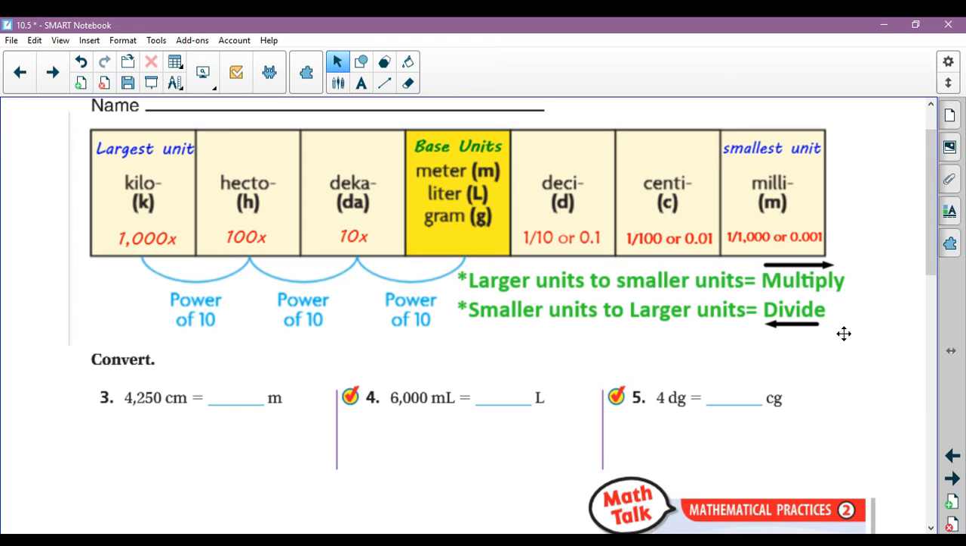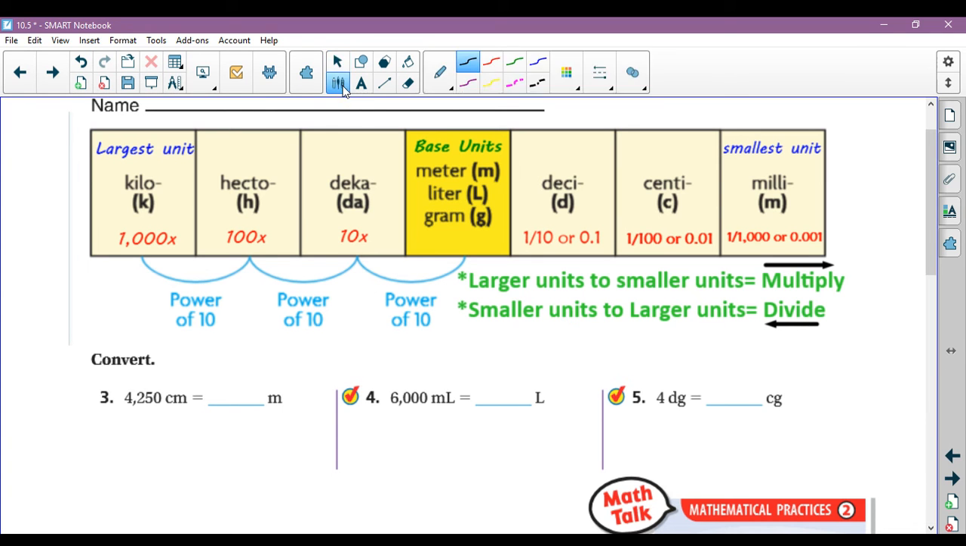Okay, the same thing applies for this as we did for our customary measurements. Remember, if you're going from a larger unit to a smaller unit, you're going to multiply. And if you're going from a smaller unit to a larger unit, you divide.